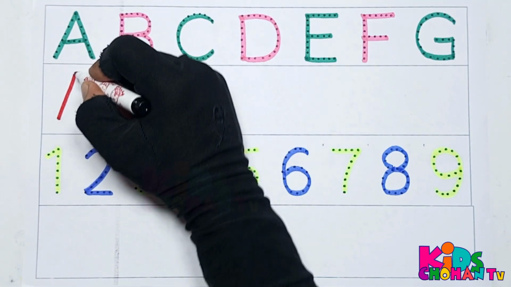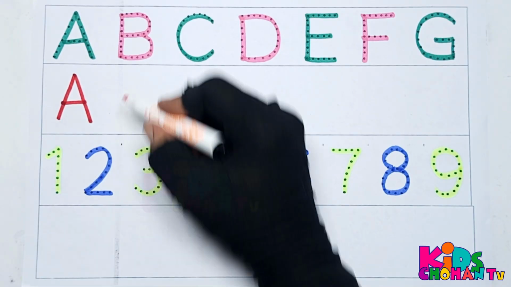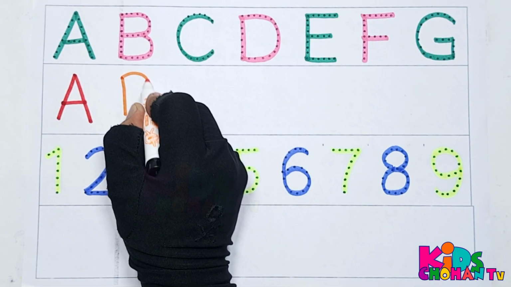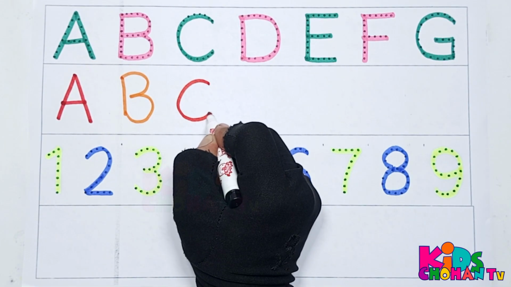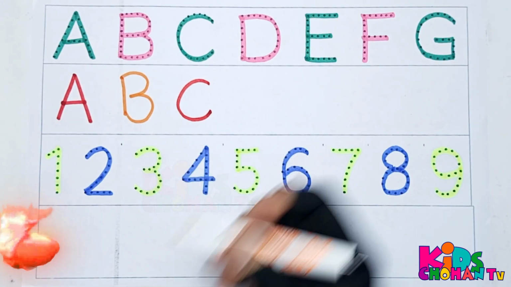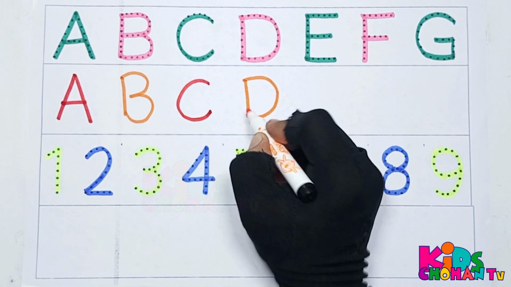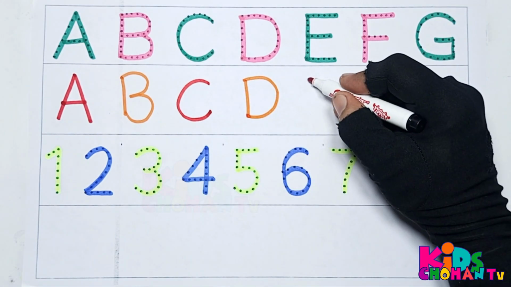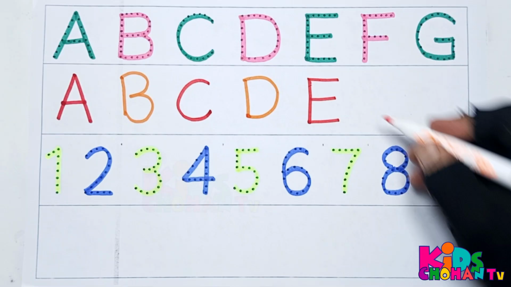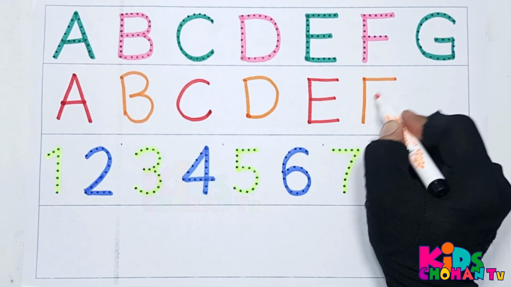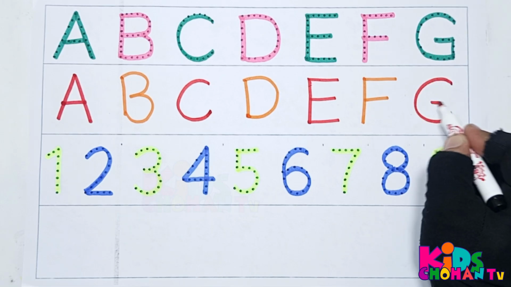A. A is for apple. B. B is for ball. C. D. E. F. F is for fish. G is for goat. G.